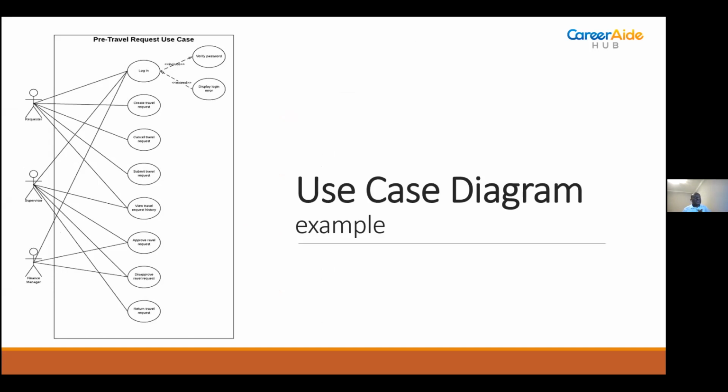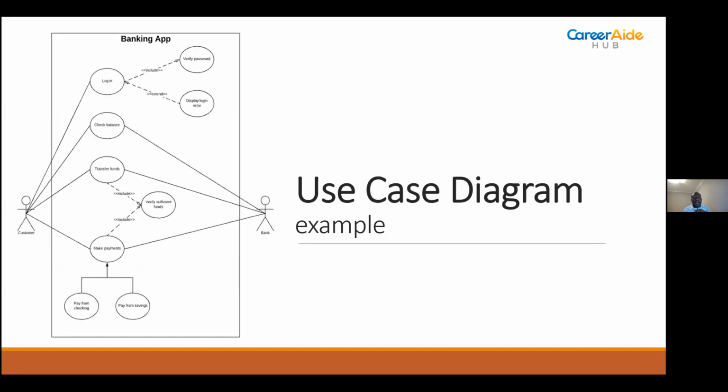Now, I try to put examples of certain use cases here. So this is a pre-travel use case. And there, I think I showed this example before. We also have a banking app where we have an actor, a customer, and we also have a bank, and the bank is the secondary actor.